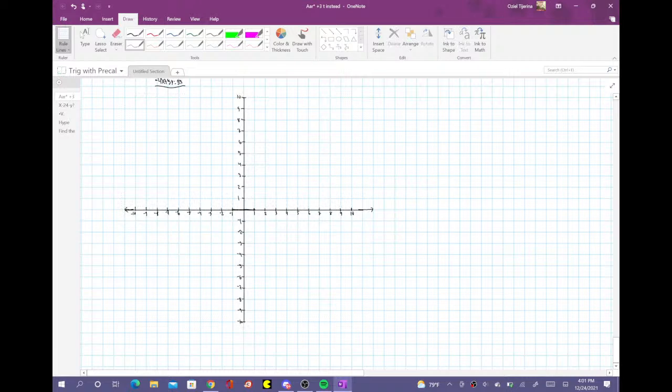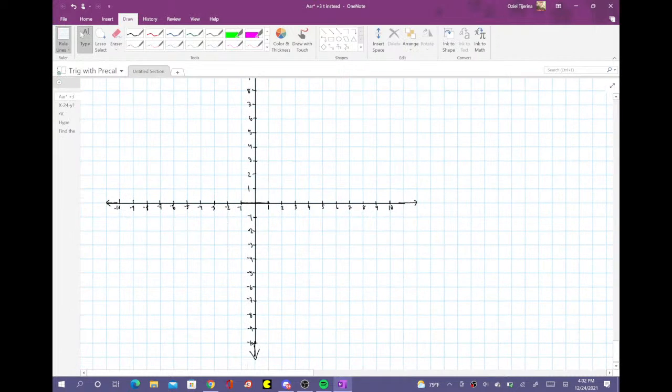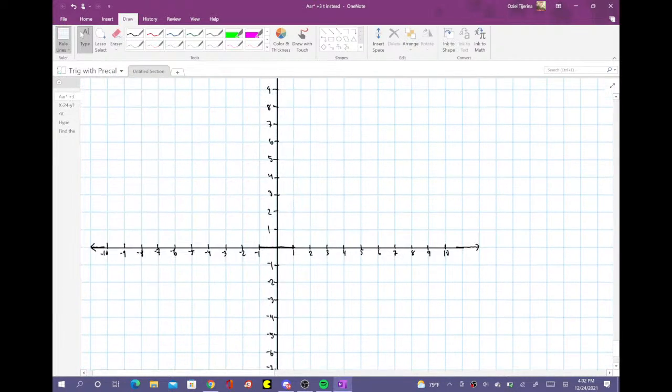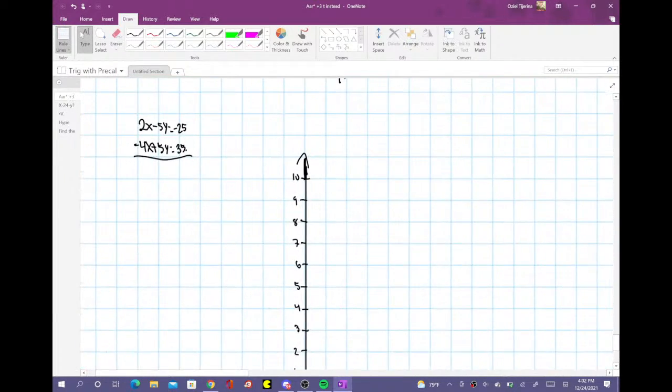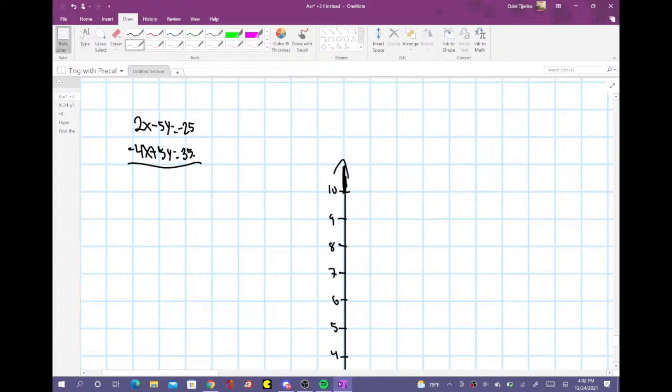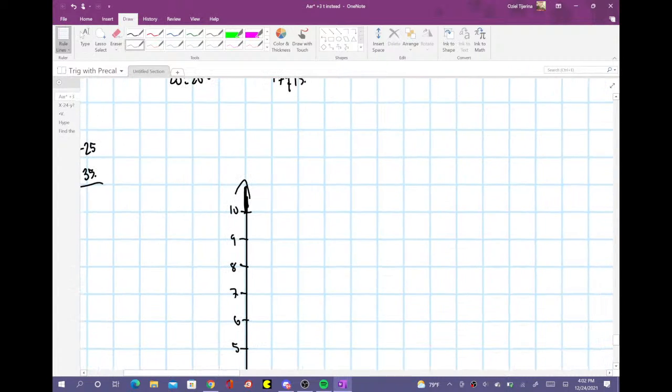Right? And obviously up here, right? So then we're gonna graph the system. This is the system of equations that we're graphing. So basically, what we're gonna do: 2x minus 5y equals -25. So 2x minus 5y equals -25.